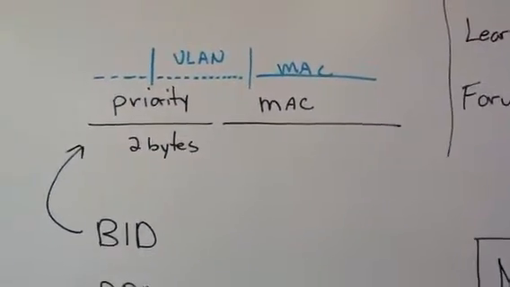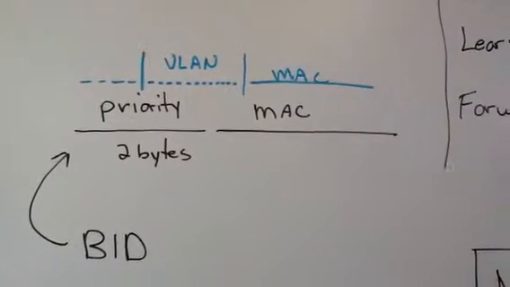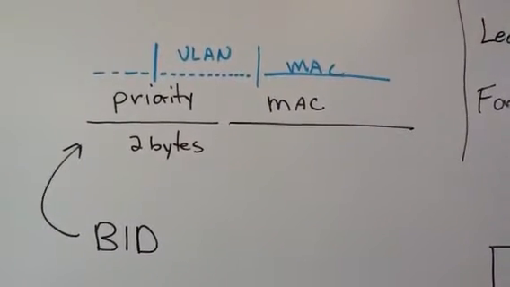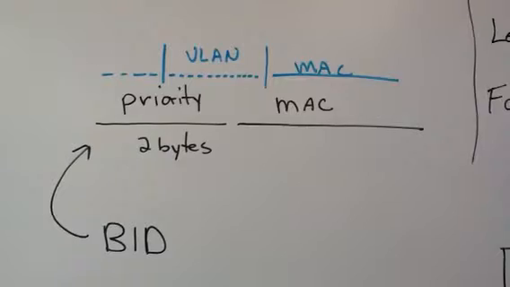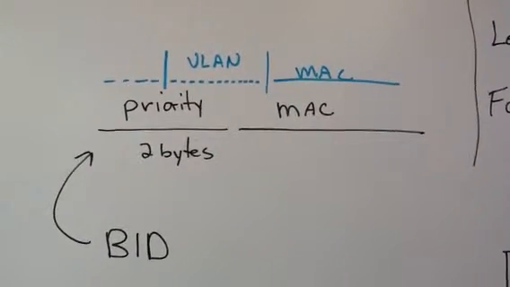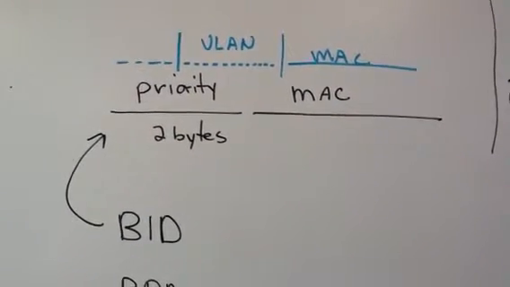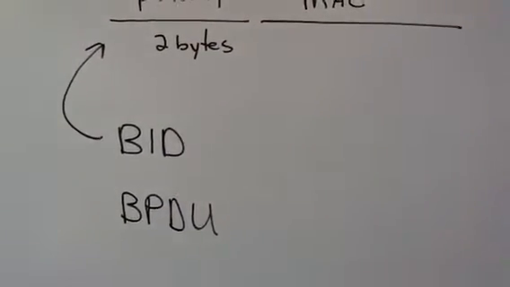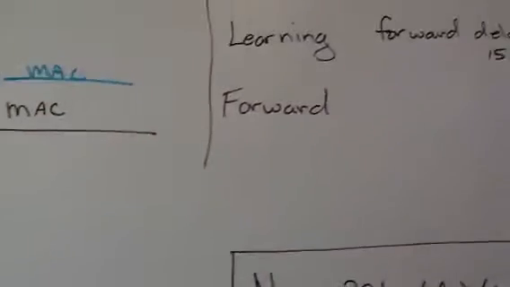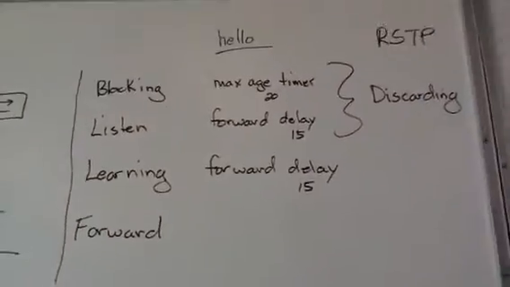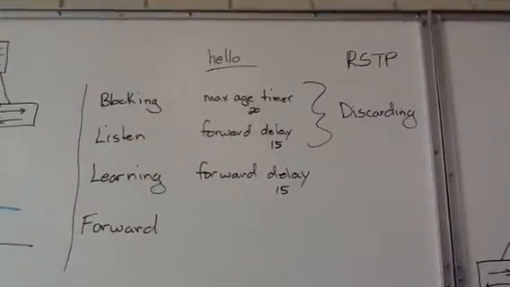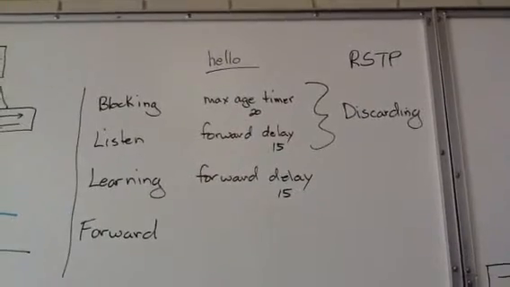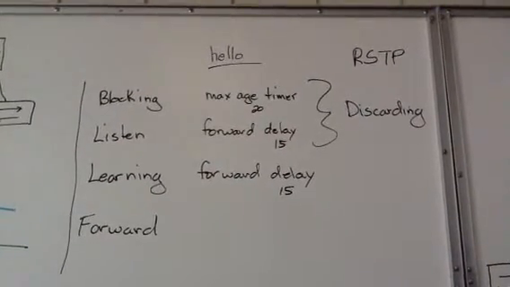We reviewed the BID, how originally that was 2 bytes, then it was split up in per VLAN spanning tree. We reviewed bridge protocol data units, then we reviewed the whole idea concerning the timing, blocking, rapid spanning tree protocol. We're discarding in those parts.